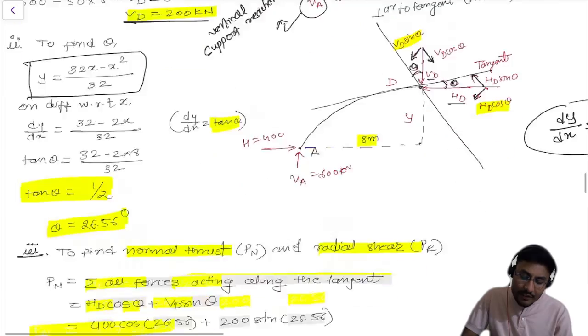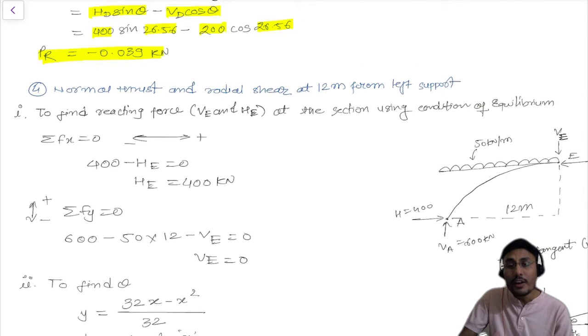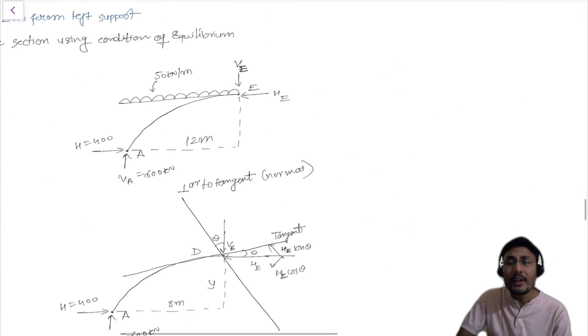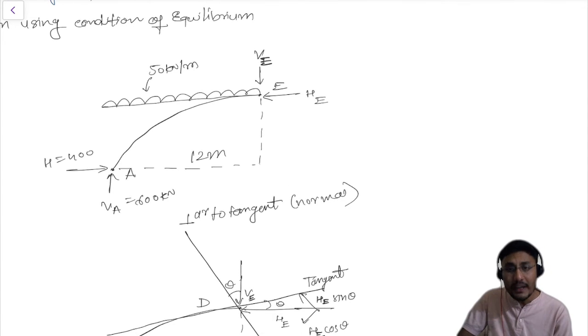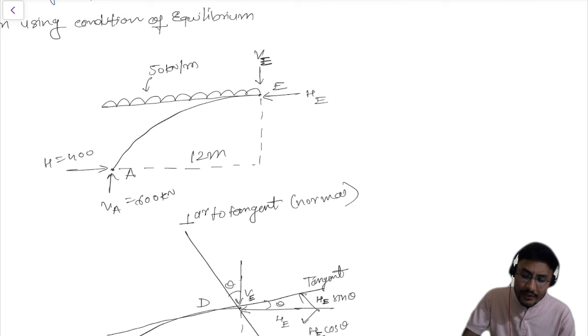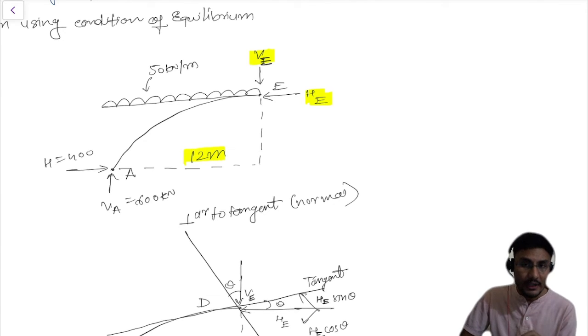Now if you move to the next calculation, which is the normal thrust and radial shear at 12 meter from the left support, I have done nothing for that. You just look at the diagram and you can easily do this one. I'm going to provide you this PDF for all your reference, so you can easily look into it. I have drawn the VE and the HE at the E point, which is 12 meter, a defined distance with respect to the numerical. So 12 meter is a standard one.